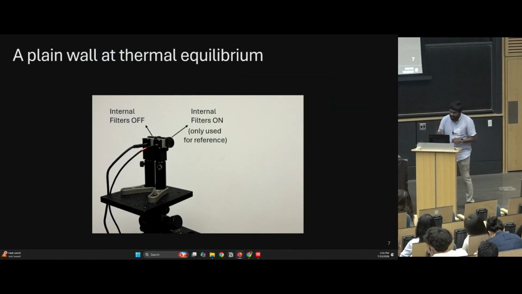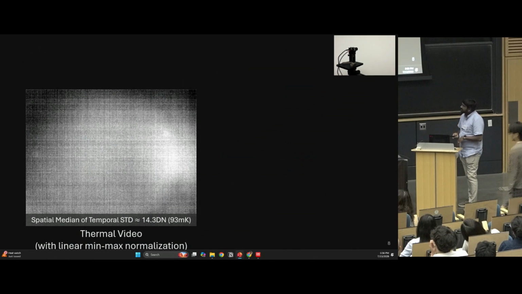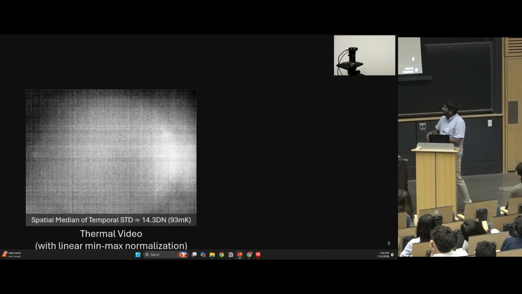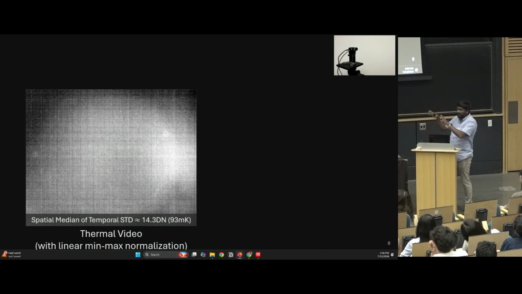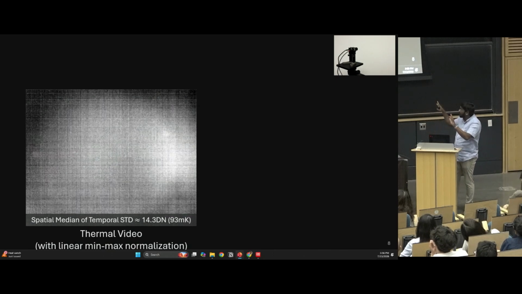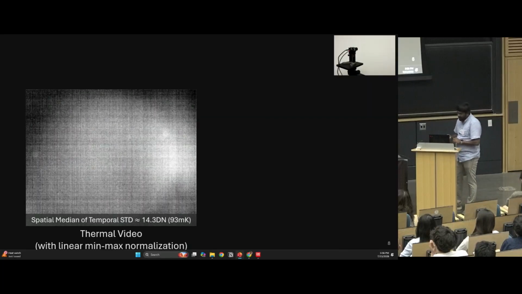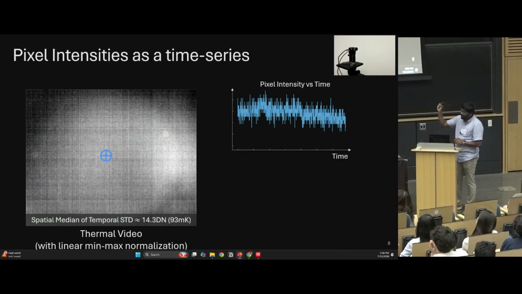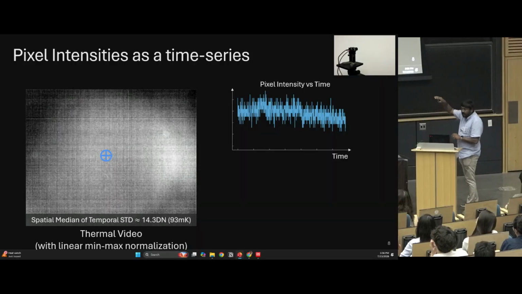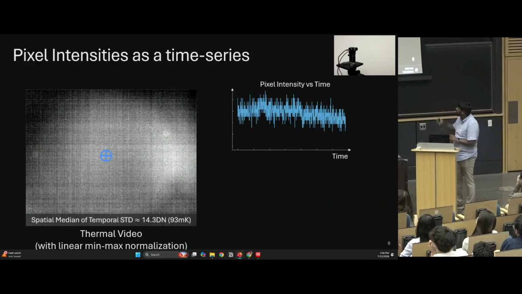So let's take an even simpler scene, say this plain wall that's at thermal equilibrium. There are 2 identical thermal cameras here. The second one has the internal filters of the manufacturer turned on, and it's used just for reference. The raw video from the scene looks like this. You have some optical vignetting, but other than that, the scene is at relatively uniform temperature. If you inspect a particular pixel's intensity across time, it's relatively horizontal. And of course, it jitters.